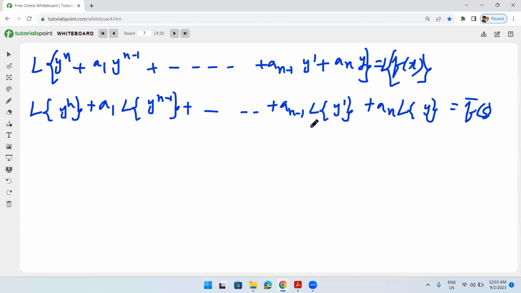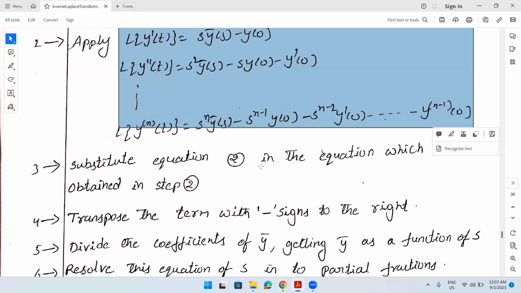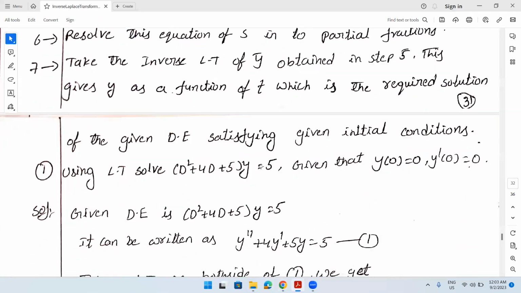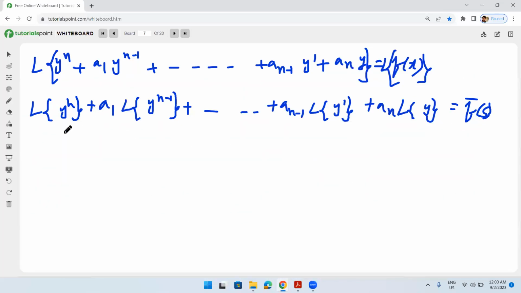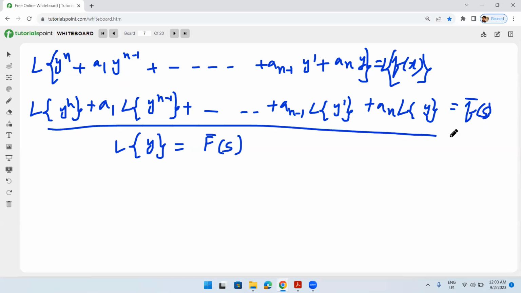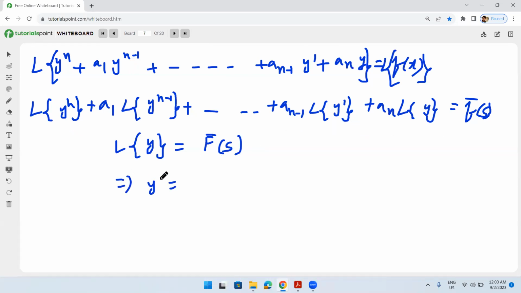After applying Laplace transform and the linear property, we substitute here. After substituting, keep only L of y on the left hand side, L of y or y bar of s, whatever. Y bar of s or L of y, both are the same. Remaining everything on the right hand side. So we get some function of s, f bar of s, and some s terms left. Okay, f bar, and take L to the right hand side.